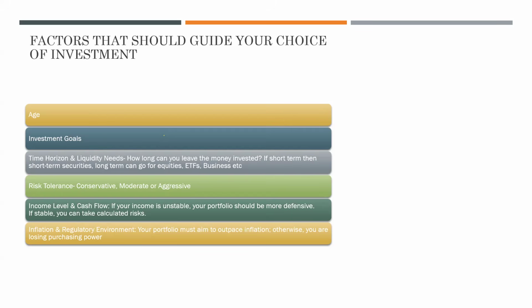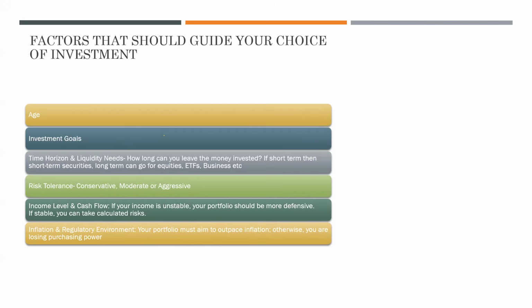Your own portfolio must be defensive. What does that mean? It means a portfolio where you won't be losing money, because your salary is already irregular. You now want to go and do investments that will also be high risk or not give you regular income. You don't want to do that.